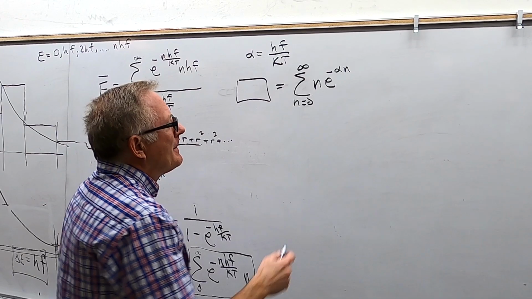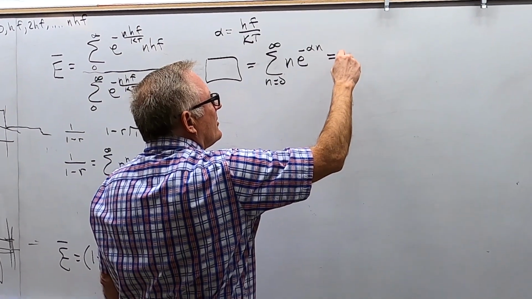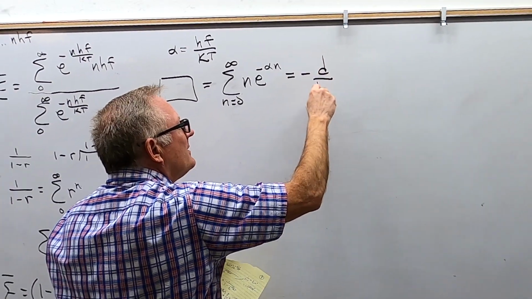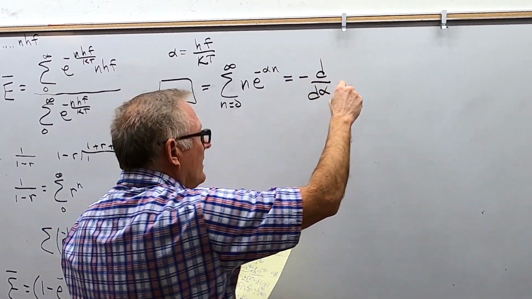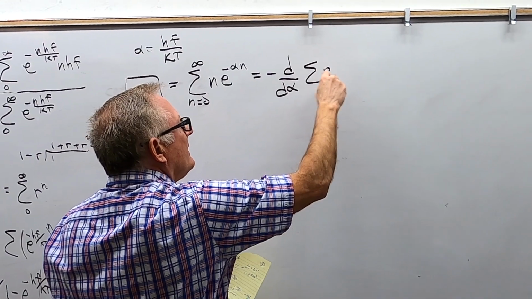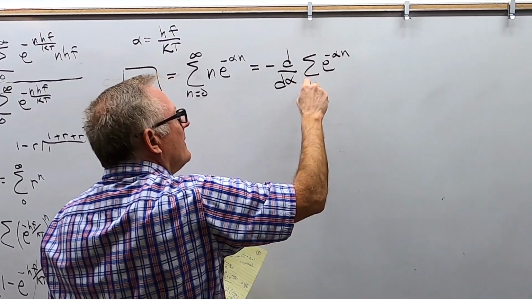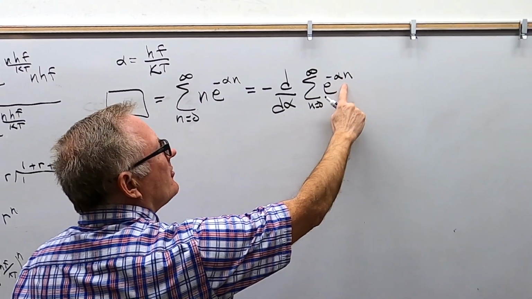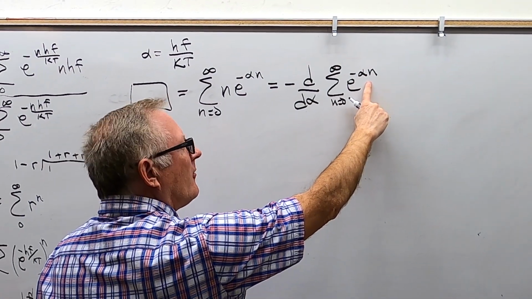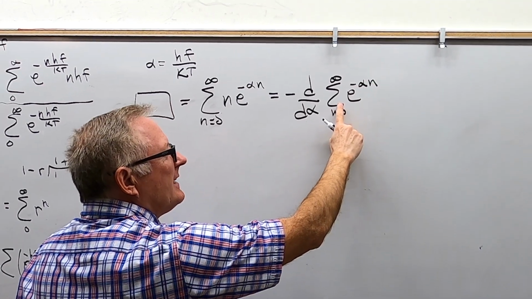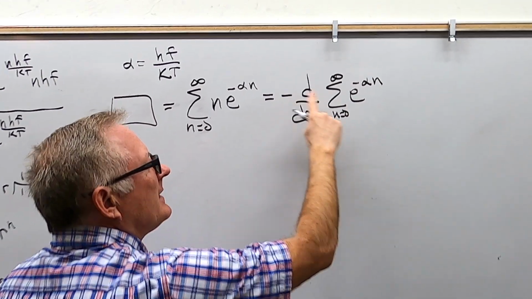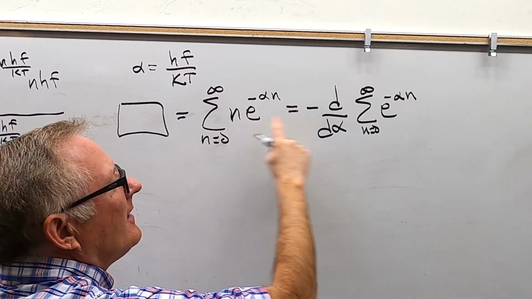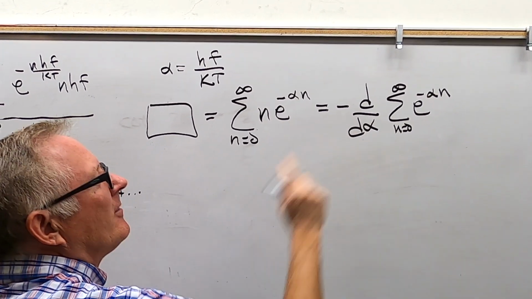Now, I'm going to turn this into a minus the derivative with respect to alpha of the sum of e to the minus alpha n. Now you might say, how'd you do that? Well, if I take the derivative of this with respect to alpha, it just brings down a minus n. But that minus makes it a plus n, and I got the same thing as this right here. So these two are the same thing.